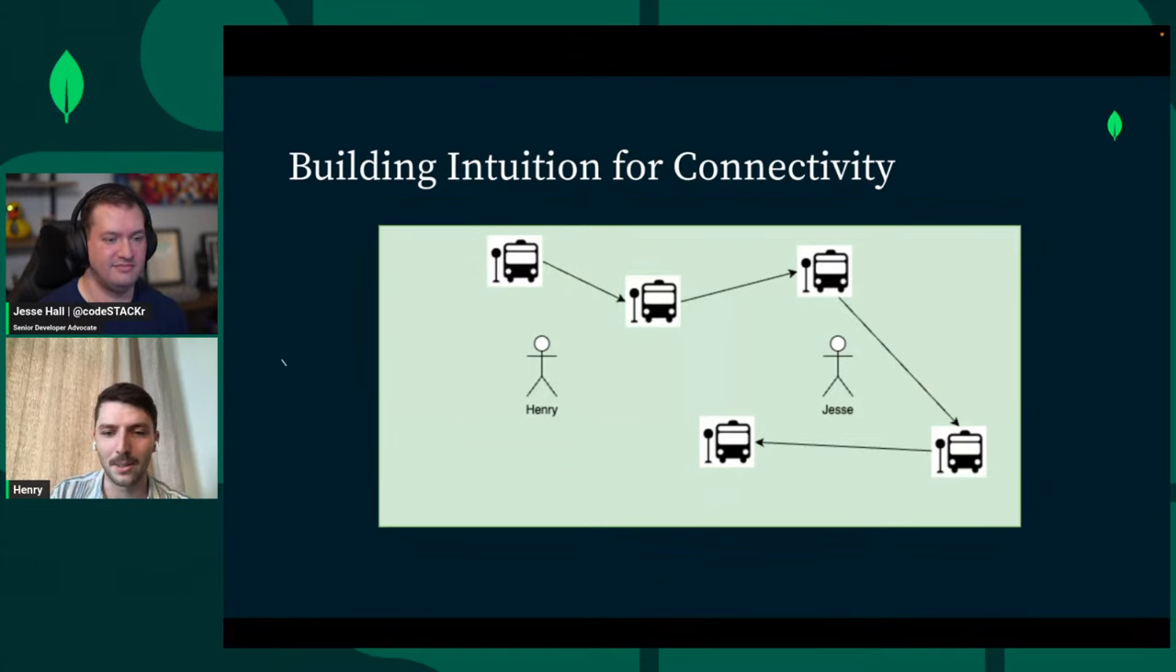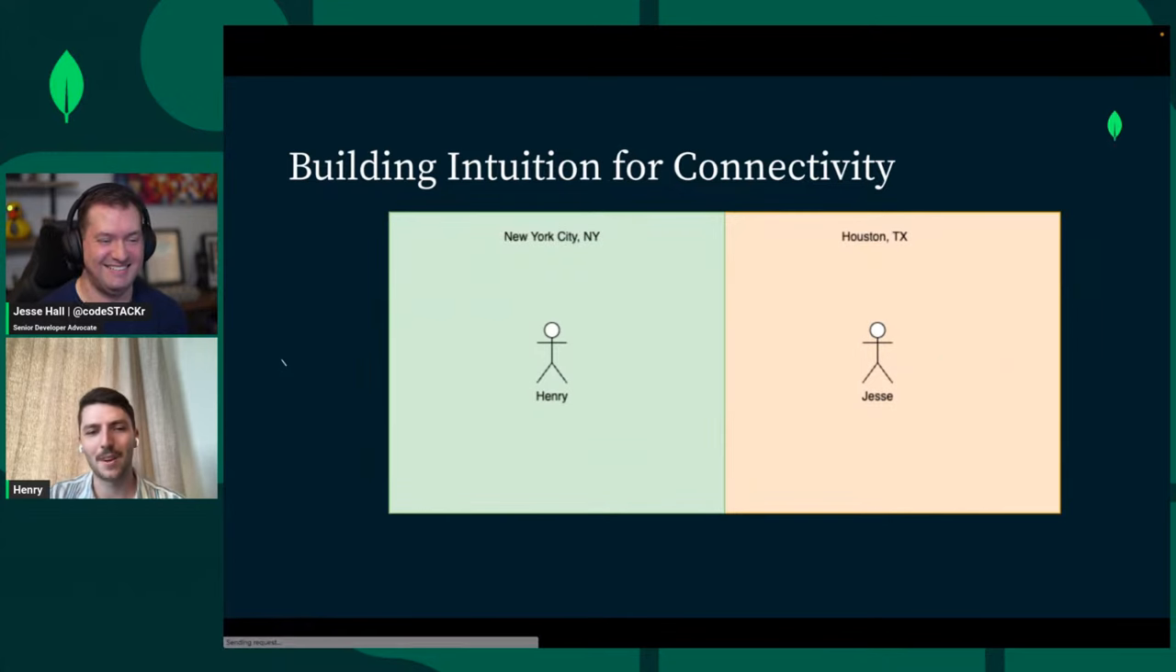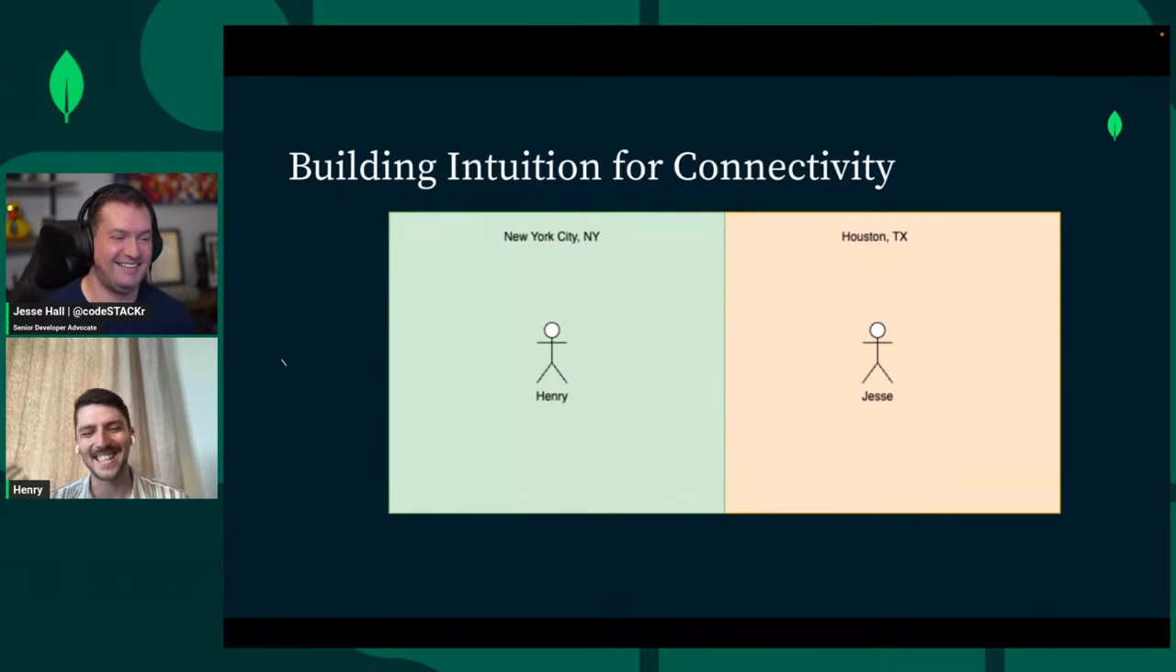However, I think one thing that's worth noting is that we don't live in the same city. I asked Jesse before this call, where do you live? And he said he lives near Houston, and I live in New York. So taking the bus, especially a bus that is connected to people that live regionally, might take an extremely long time. Sure, there's Greyhound buses, but even that might not be the most expedient way of getting around.